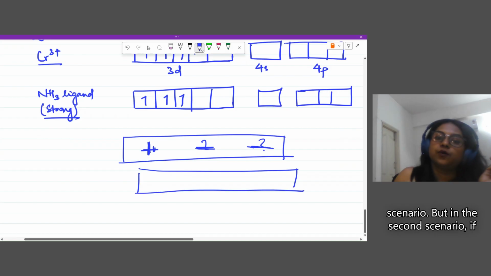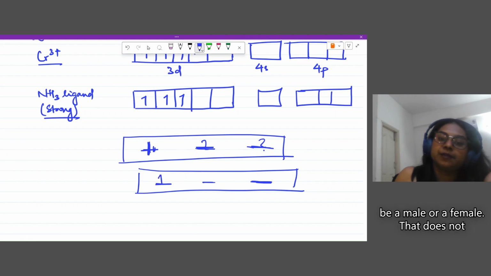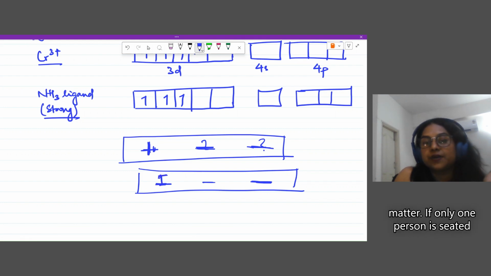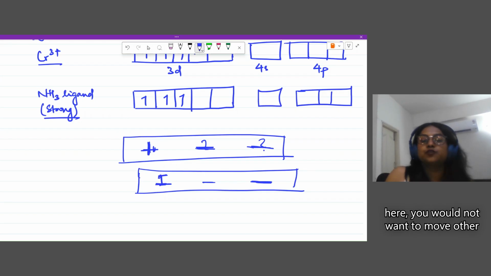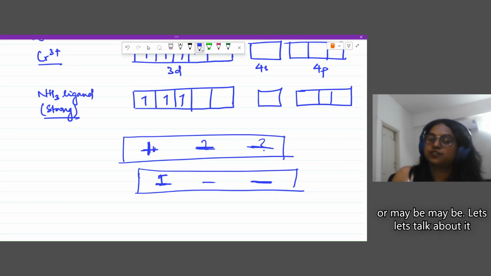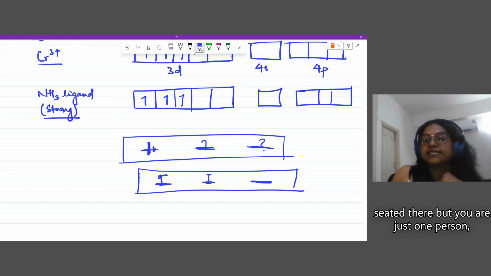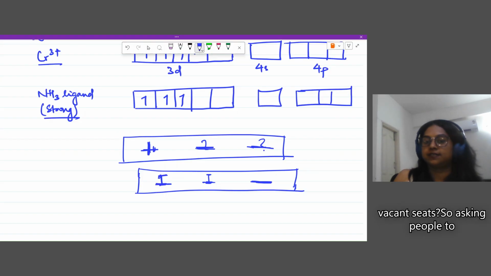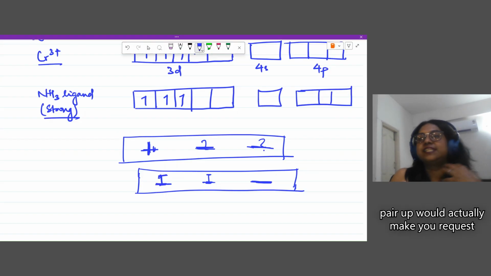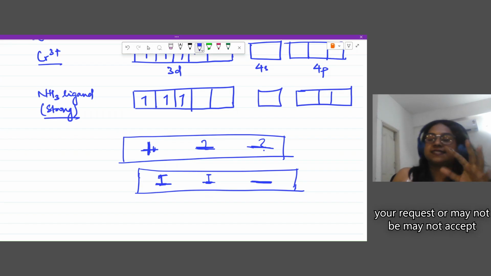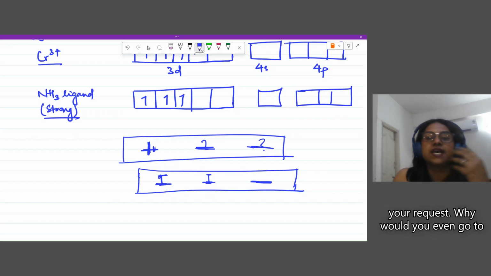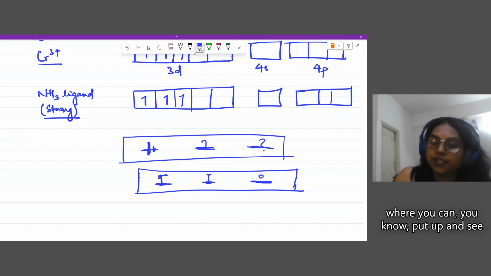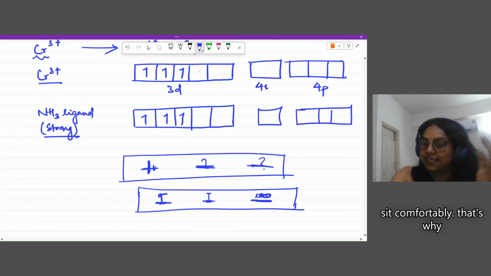But in the second scenario, if already there are two vacant places and only one person is seated here, that may be a male or a female, that does not matter. If only one person is seated here, you would not want to move. Or let's talk about it like this: if there are already two people seated there, but you're just one person, you're a solo traveler, would you want to pair them up and take two vacant seats? No. Asking people to pair up would make you request them, and they may or may not accept your request. Why would you go to all those lengths when you have a place where you can sit comfortably?